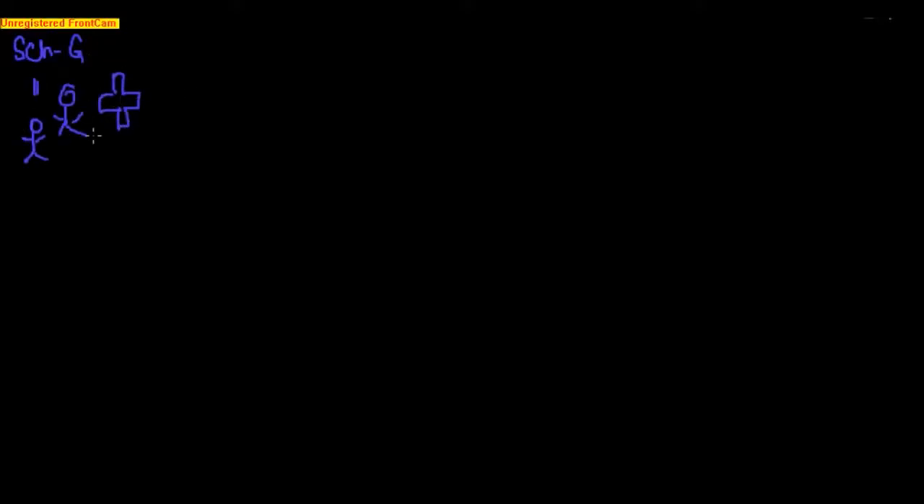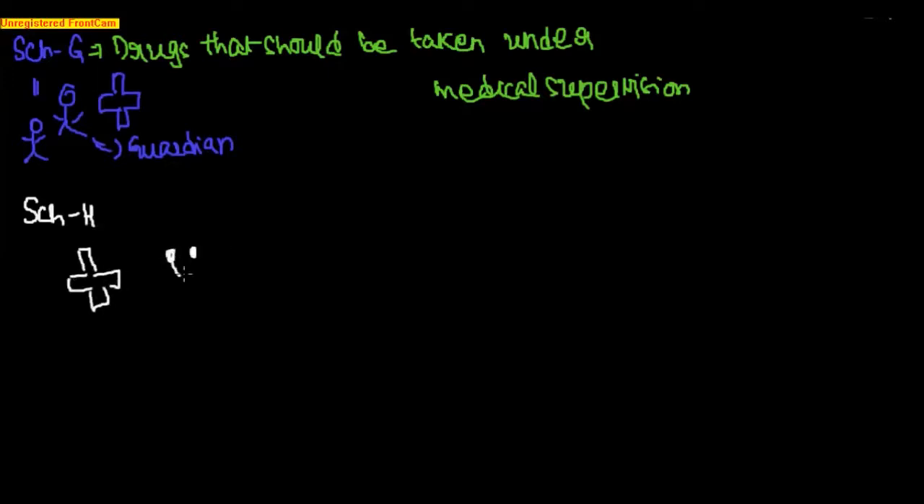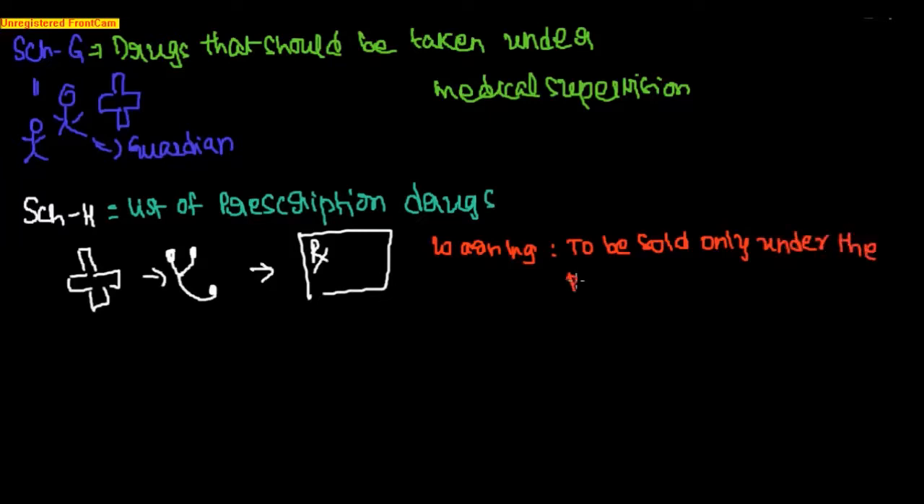So next is schedule G. When you go to a hospital, you don't usually go alone. You go along with a guardian. So schedule G consists of drugs that should be taken under medical supervision. That means you should be guarded while taking these drugs. And then the next schedule is schedule H. To take schedule H drugs, you actually need to go to a hospital, and the doctor will prescribe these drugs in a prescription. So schedule H consists of a list of prescription drugs. These drugs come with a warning on the strip or package, that they are to be sold only under the prescription of a medical practitioner.